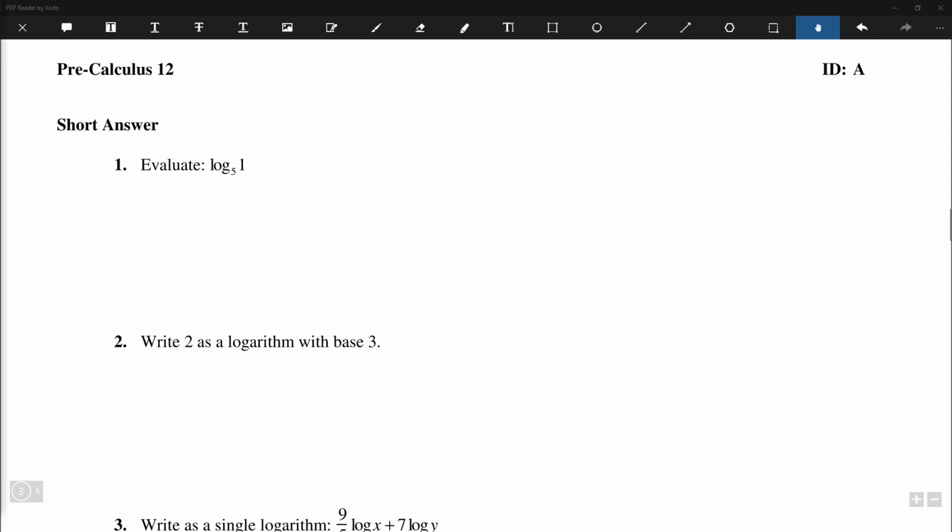Hello everyone. So today we are going to continue with the short answers in the Unit 10 practice test. Question number 1.